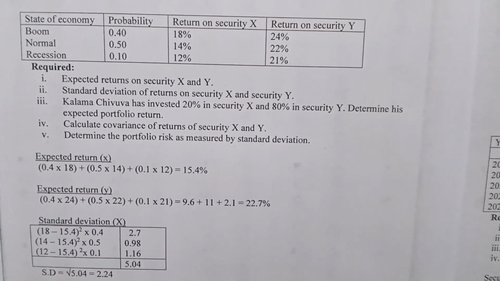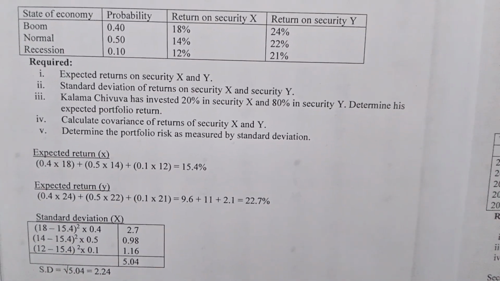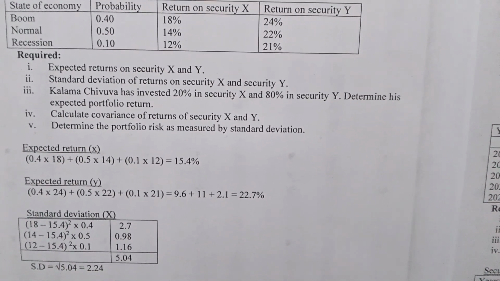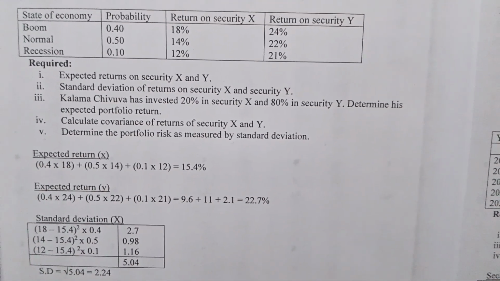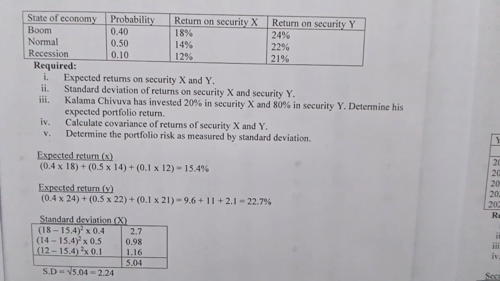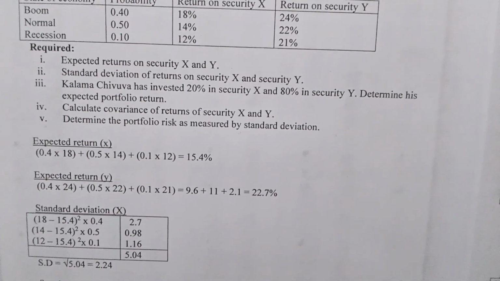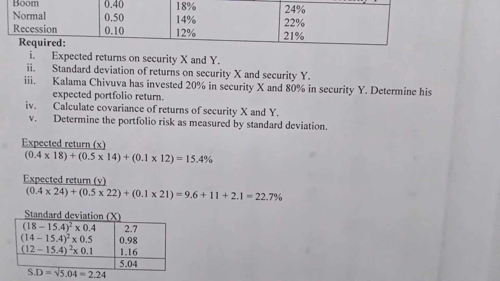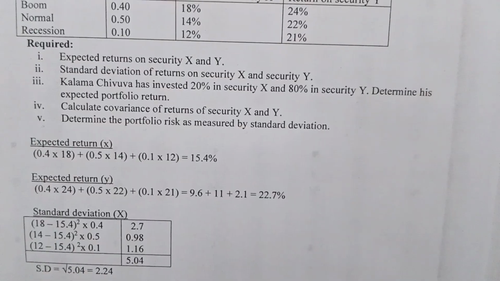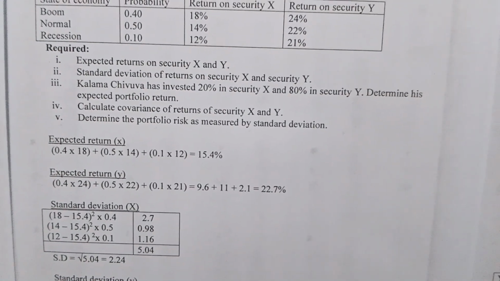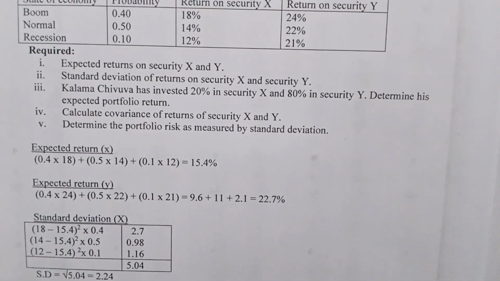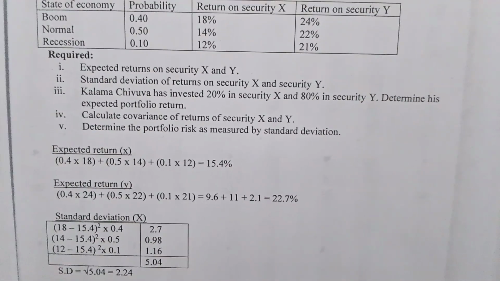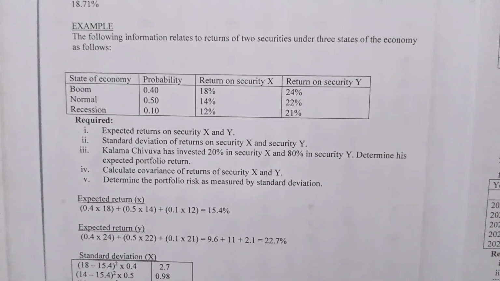Number 3, Kalama Chivuva has invested 20% in security X and 80% in security Y. Determine his expected portfolio return. Number 4, calculate covariance of returns of security X and Y. Number 5, determine the portfolio risk as measured by standard deviation.